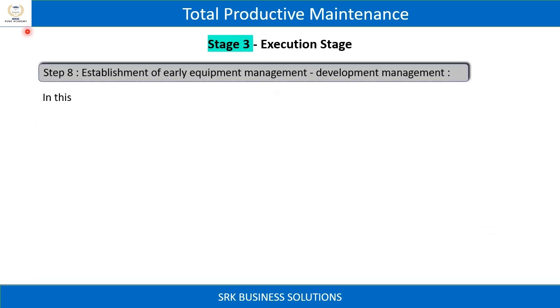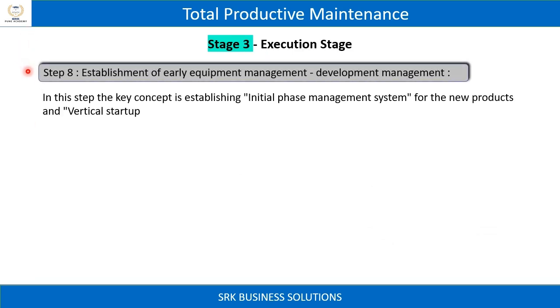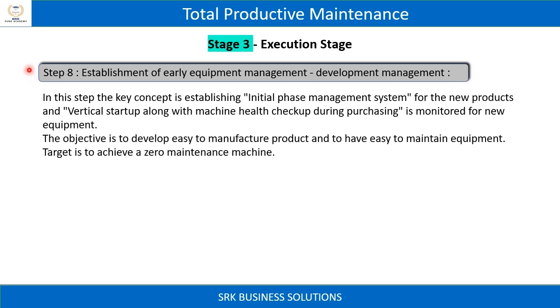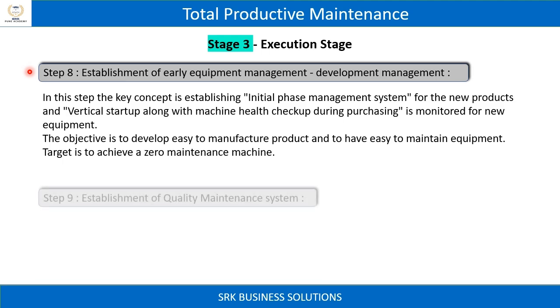Now, Step 8. Establishment of early equipment management, development management. In this step, the key concept is establishing initial phase management system for the new products, and vertical startup along with machine health checkup during purchasing is monitored for new equipment. The objective is to develop easy to manufacture product and to have easy to maintain equipment. Target is to achieve a zero maintenance machine.